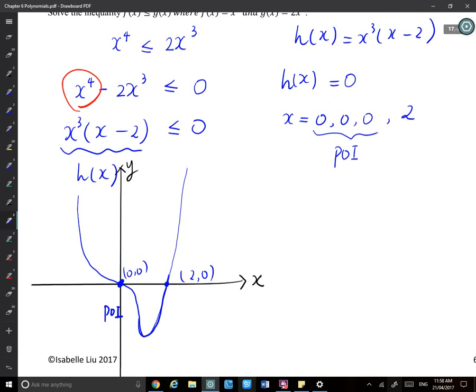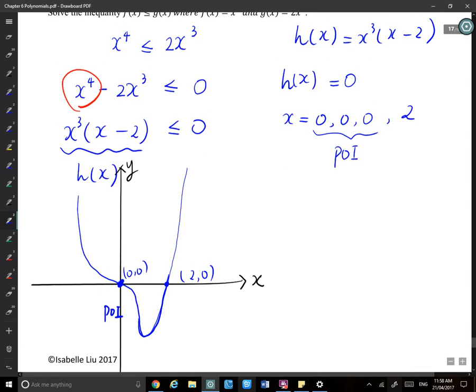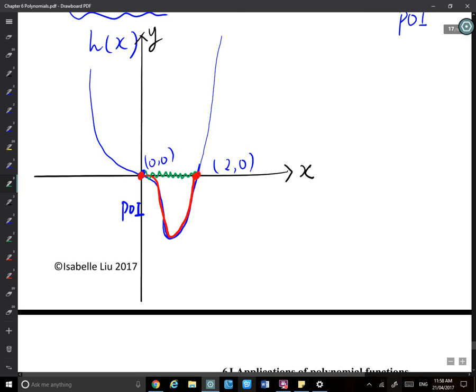And what do I need? I need x smaller, or I need this value to be smaller or equal to 0. So therefore, I will have this part of the graph, and the corresponding x will be here. Okay? So x should belong to 0 to 2.